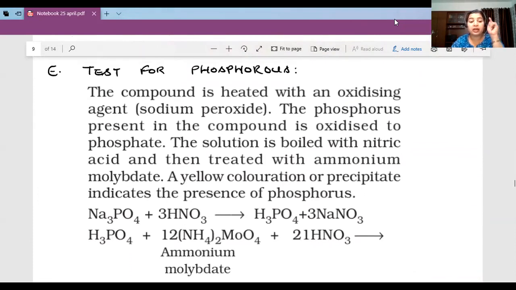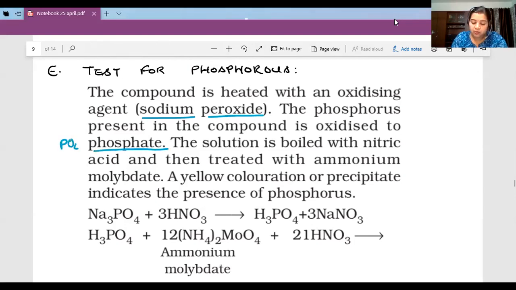Yes, I have already said, again I am repeating, that Lassaigne's test can be used for confirmation of phosphorus also. Okay, we have to follow NCERT, in which it is clearly indicated that from Lassaigne's extract you can test phosphorus also. Okay, let's see how. The original unknown organic compound is heated strongly with an oxidizing agent like sodium peroxide. If we heat our compound with this, the phosphorus present in it will be oxidized to phosphate ion.